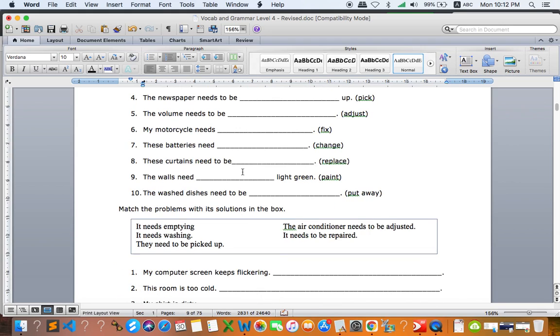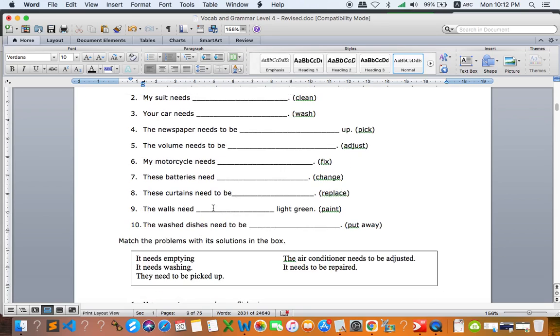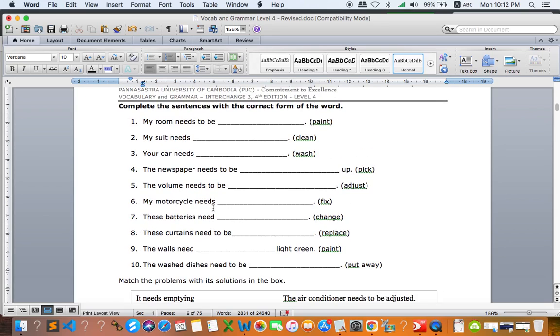And after this, let's do the exercise right here in your handout, don't worry, and I will give you the answer later.